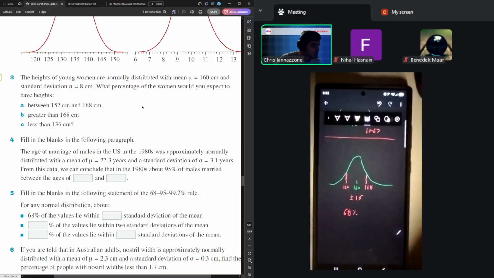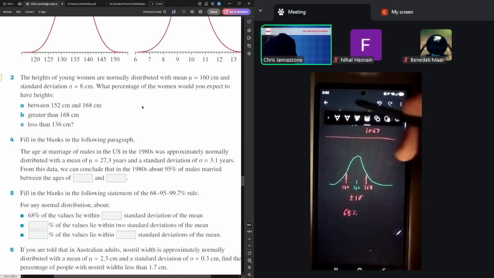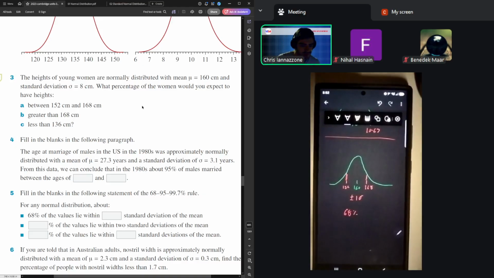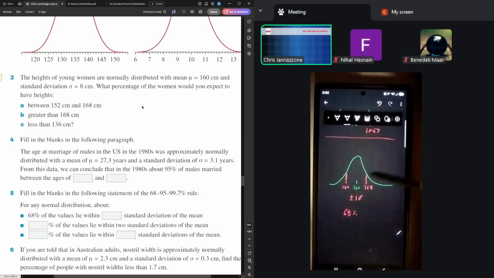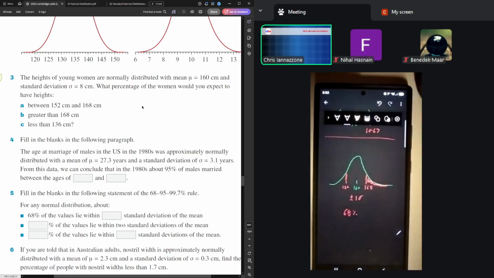Next up, the next question is greater than 168 centimeters. We can still use the same sort of diagram since the mean and standard deviation haven't changed. Greater than 168 means doing all of this area, everything to the right of our 168. Again, we've already calculated this is just one standard deviation to the right, so the 68% rule is the thing that we're going to care about here.